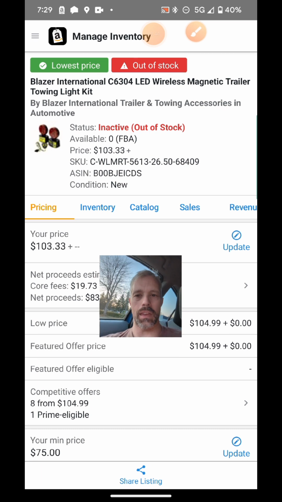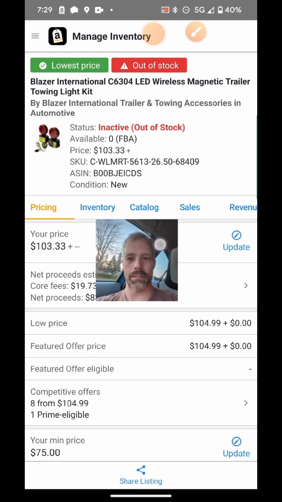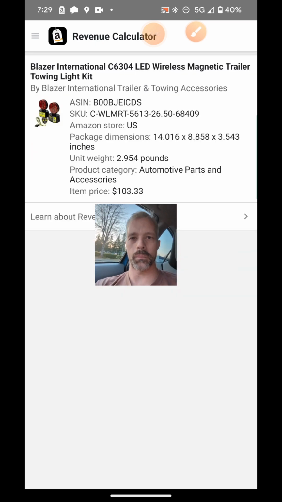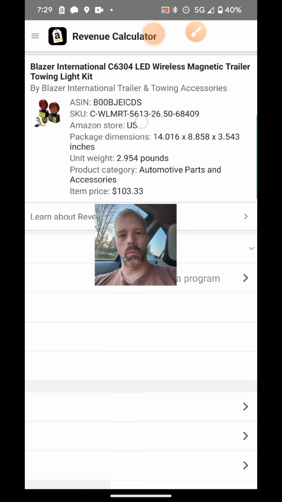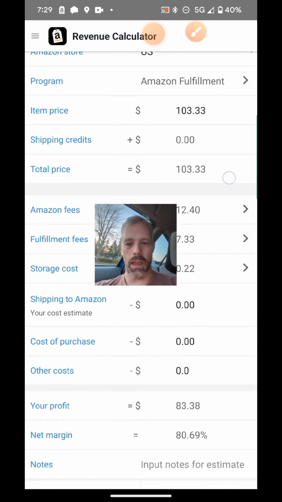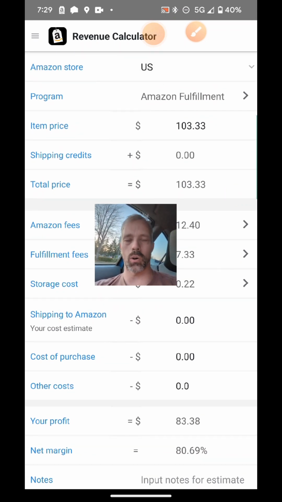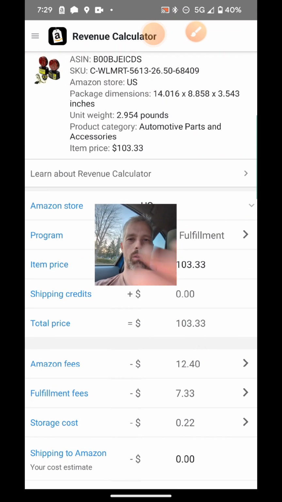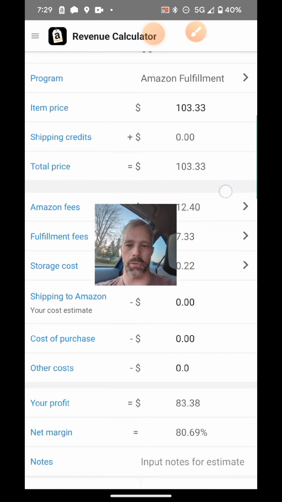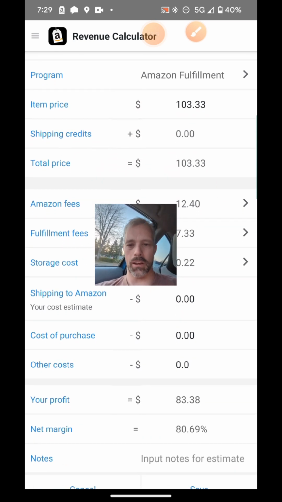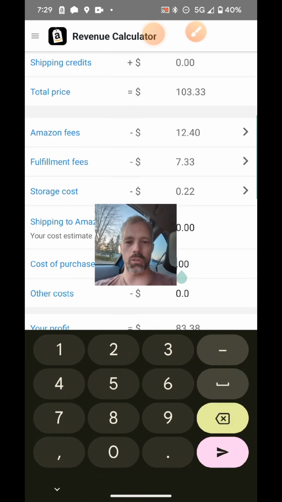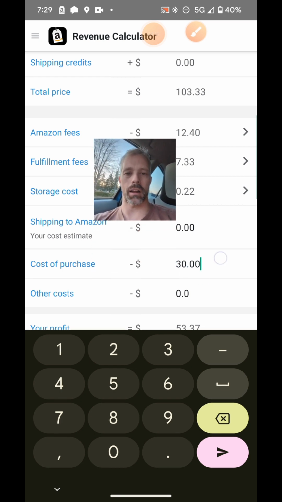So let's look at the actual profit at the last price that I sold it at. So $26.50, and these were kind of heavy, so at about 60 cents a pound, $2 shipping, okay? So we'll just add that in here. We'll say at most this cost me $30 with shipping and the cost of the product.